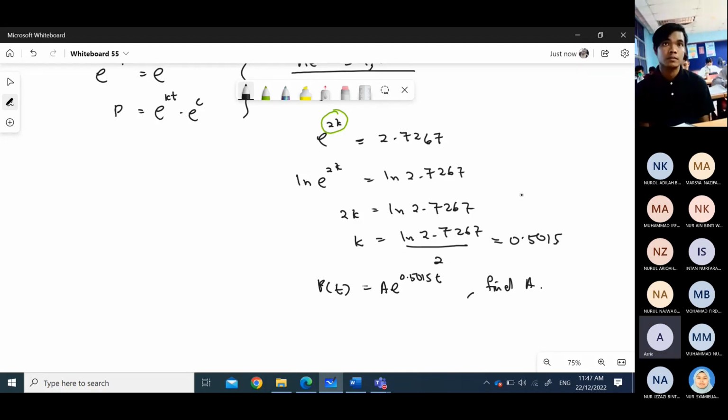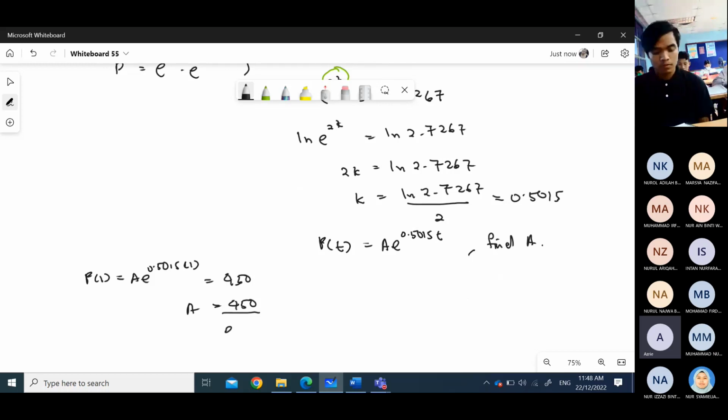Okay, so next we find A. In order to find A, you can take either T equal to 1 or 3. You ada 2 kan? So you boleh ambil salah satu. Okay, so for this case, I take the first one, which is at T equals to 1. We have A exponent 0.5015, P is 1, equivalent with 450. Okay, so A is 450 divided by exponent 0.5015.